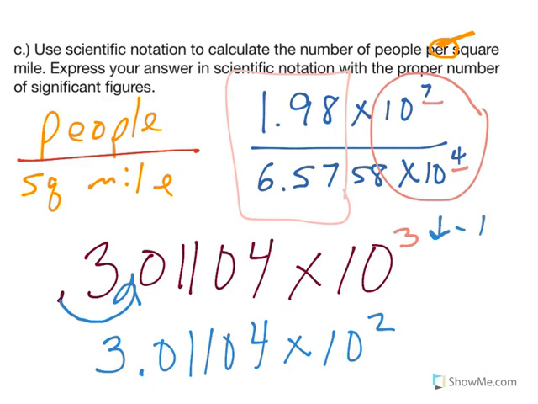And now we have to think about significant figures. I'm going to go ahead and just look at this problem here. You will see in the top, 1, 2, there's 3 significant figures in the top. 1, 2, 3, 4, 5 significant figures in the bottom. Well, the rule is that you use the least number of significant figures. So we're going to use 3.